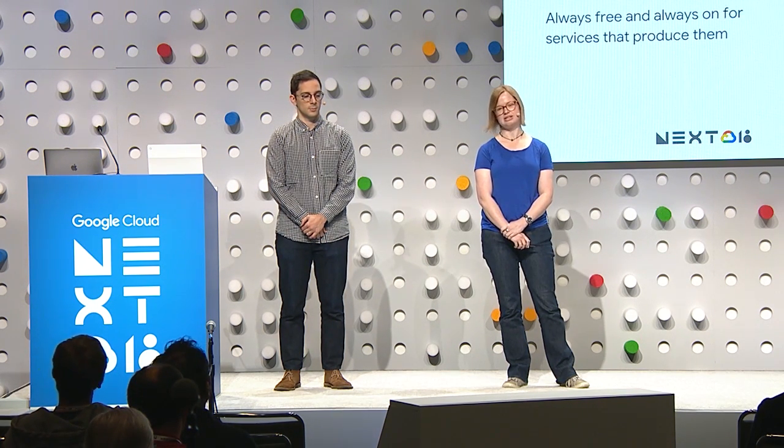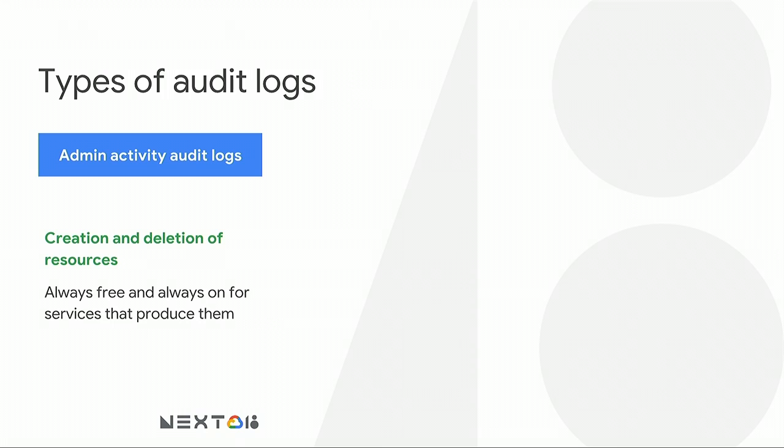There are three types of audit logs that we will be discussing. The first is admin activity audit logs. Now, these are always on and always free for the GCP services that produce them, and they tell you about the creation and deletion of resources.